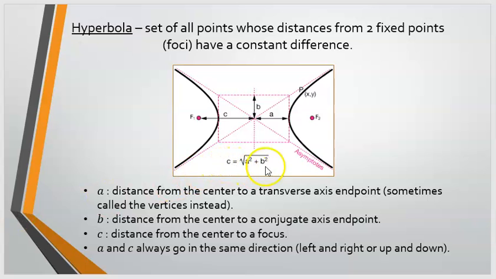Now do note that the formula looks the same for finding C, but on the last shape, the ellipse, it was the square root of A squared minus B squared. So now the sign has flipped. So it is slightly different. Do be careful about that. Make sure you emphasize that in your notes. They are different formulas for finding C, whether it's an ellipse or a hyperbola.